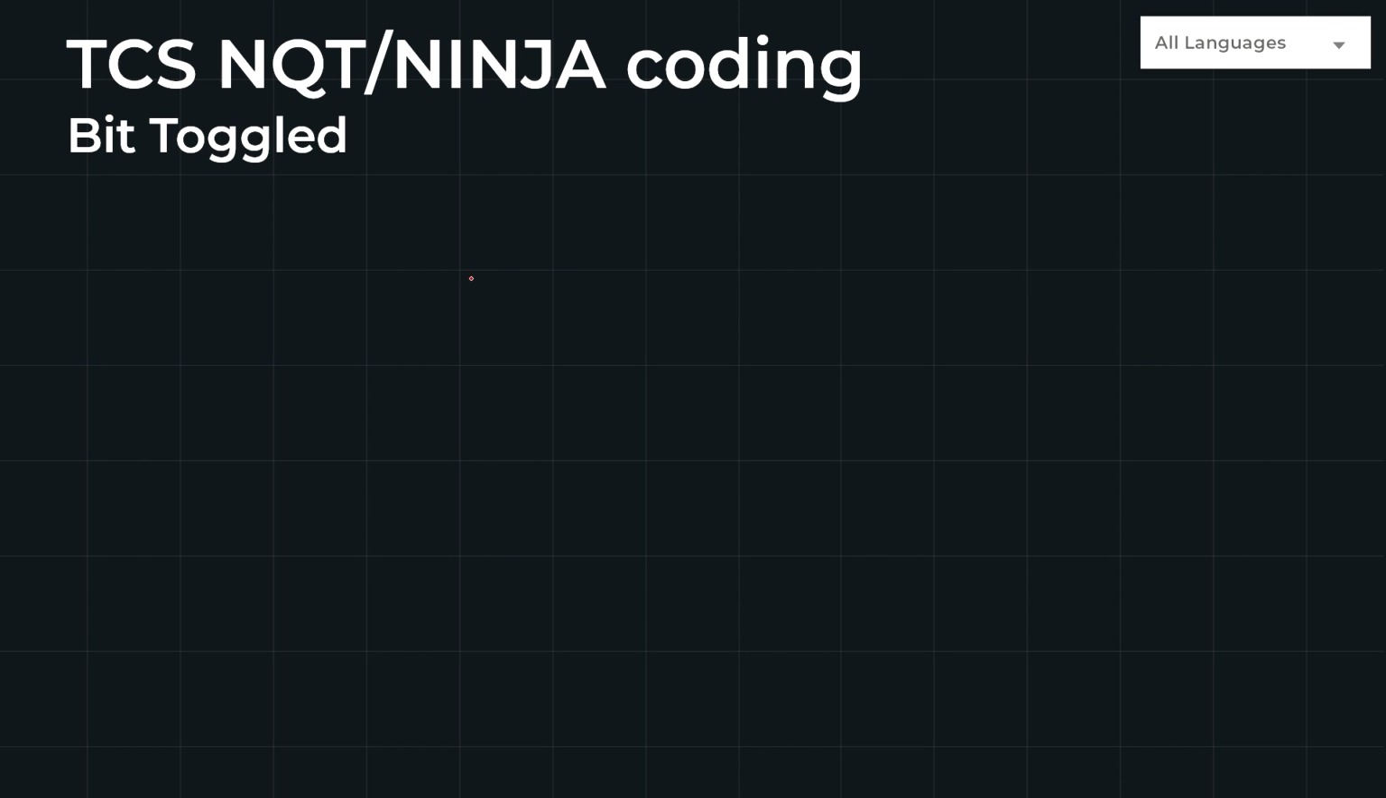This is one of my very favorite codes that came in TCS NQT till now in the previous slots. And the name of the problem I have given is bit toggle. Now I would like to say that this is a very unique problem. It's not like you can do brute force.